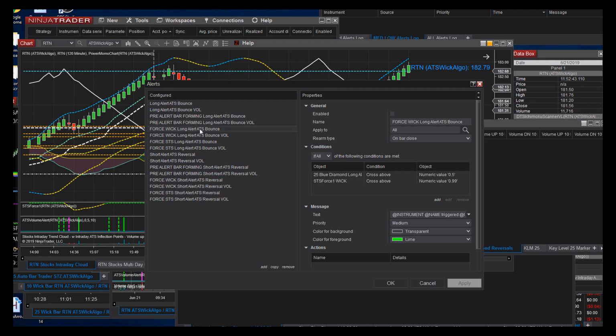And then the force wick is the bar reversing on the blue diamond, and the force 1 crossed above 999. That is 1. It equals 1. And you can do that with volume as well.